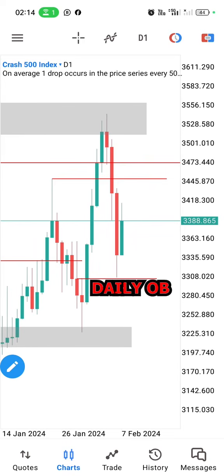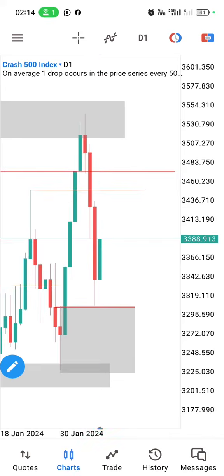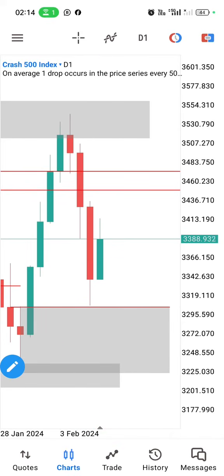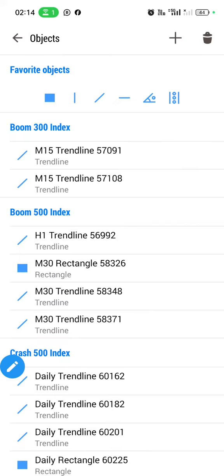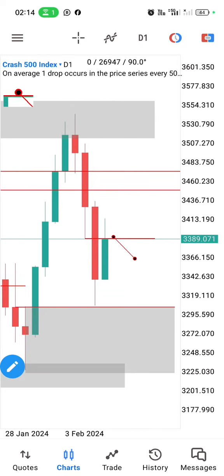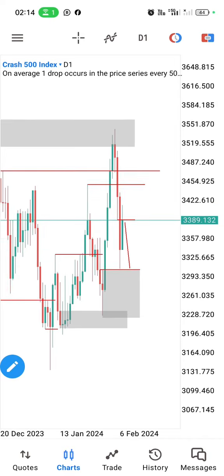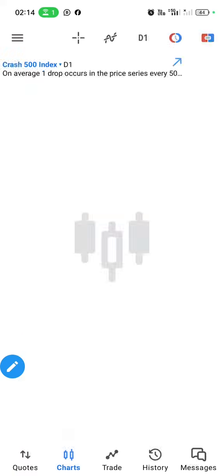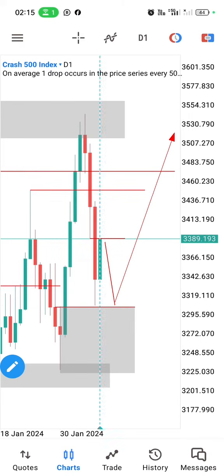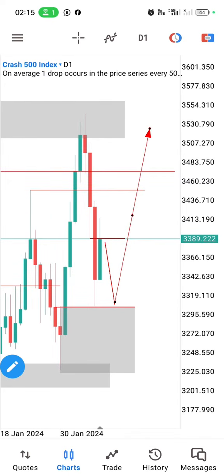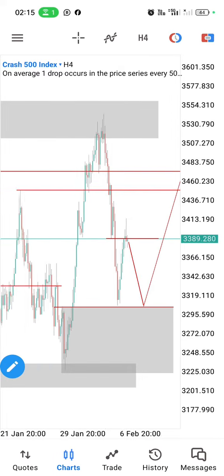So price missed that daily bullish order block. It missed, you get me? It did not hit. Look at that, it missed it by a few pips. So that immediate rebalance has to sort of force price to move back down. You see the immediate rebalance that I highlighted there? That immediate rebalance has to force price to move back down to the daily order block or somewhere, and then it continues moving up in its intended direction, like the reversal. Right now we're in a reversal.